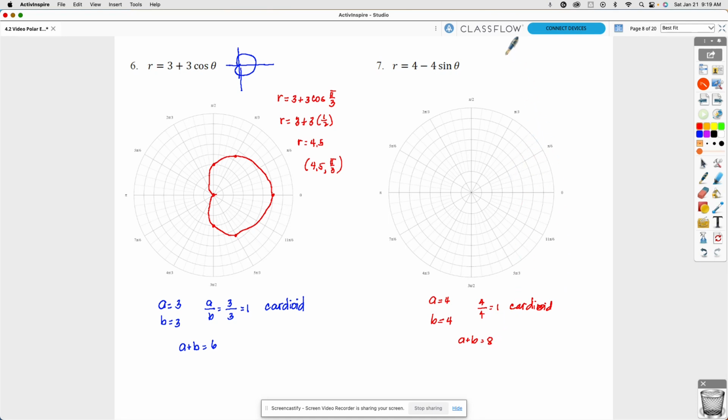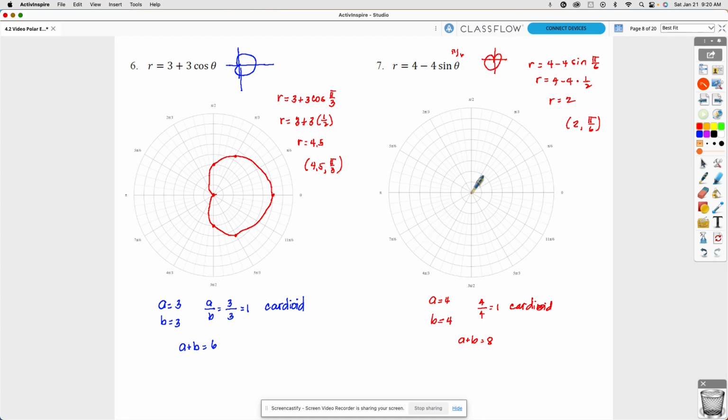And then if you do find the r, so this is sine, we'll use pi over 6 for sine. So we have r equals 4 minus 4 sine pi over 6. Sine pi over 6 is equal to 1 half. So that would be 4 minus 2. R would be equal to 2. So we have the point 2, pi over 6. Okay, and this is sine negative. So you know that your cardioid would be opening down.